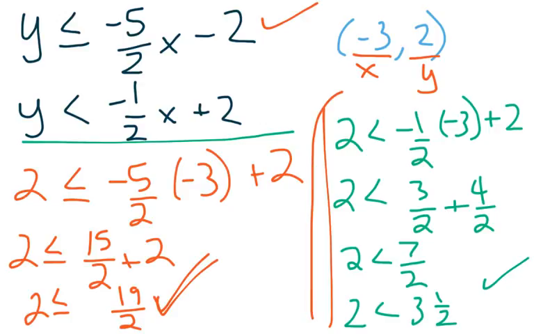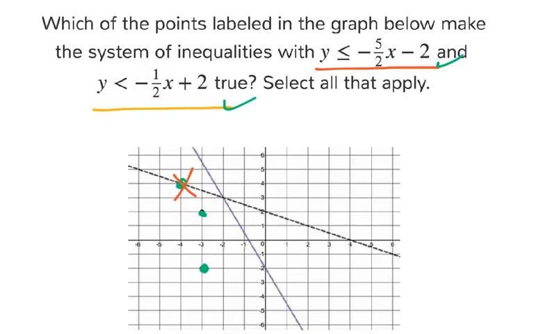And if we go ahead to do our calculations for the second inequality, it also satisfies the second inequality. So this point, negative 3, 2, is a solution to both inequalities, and therefore it is a solution to this entire inequality system.